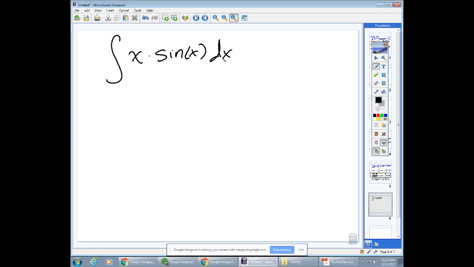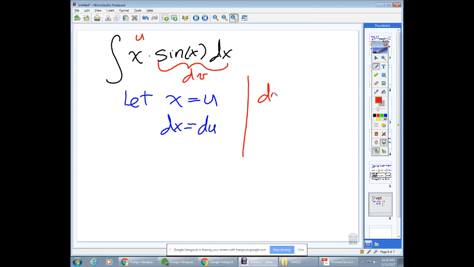But would you agree that x has a very nice derivative? Yeah. So I would say let's let x be u. Let u equal x. And then that means du is equal to just 1 dx. Right? And on the other hand, if I call this part my u, this part right here must be what I'm calling dv.